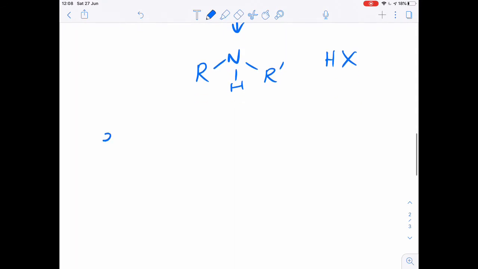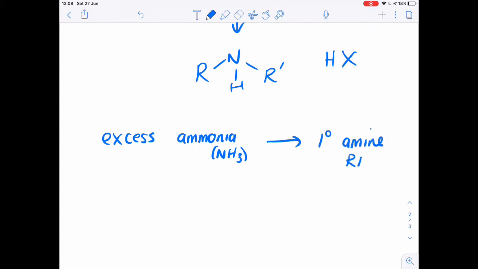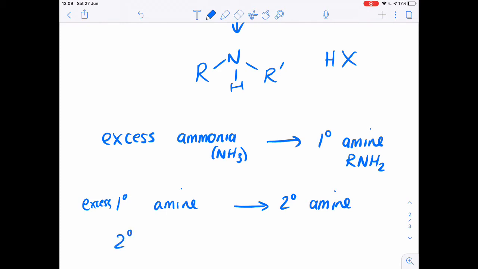Well, if we have excess ammonia, so if we start with NH3 in excess and we swap, we're going to end up with a primary amine. We're going to have an R group where one of the H's were. If we start with a primary amine in excess, then we're going to end up with a secondary amine because we're going to end up with two R groups. We're going to swap out another H, and if we have excess secondary amine, we're going to end up with a tertiary amine.